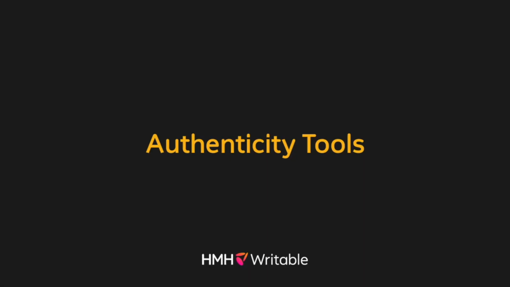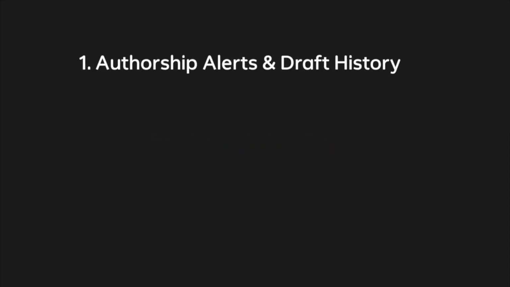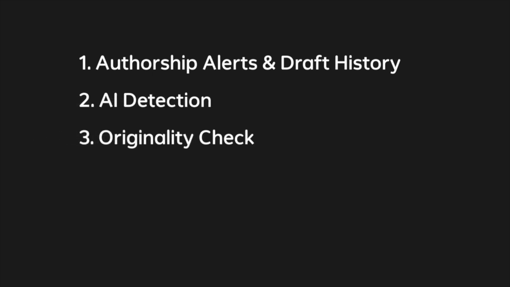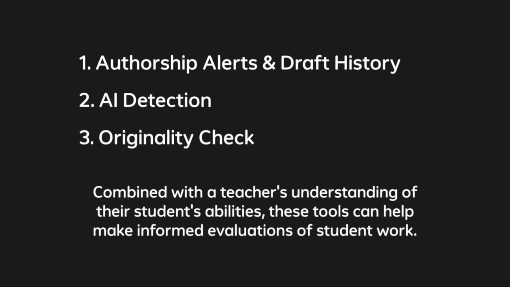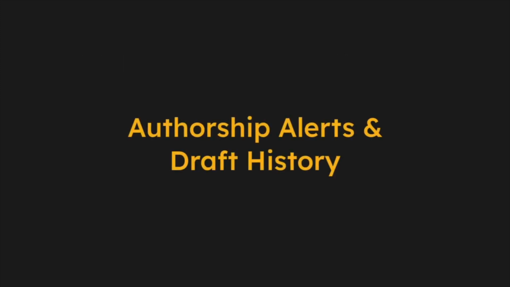Writable's authenticity tools support teachers in verifying that student work is an accurate reflection of their writing abilities. We will cover key tools, including authorship alerts and draft history, AI detection, and originality check. These tools, combined with the teacher's understanding of their students' abilities, can help make informed evaluations of student work. Let's take a look at authorship alerts and draft history.